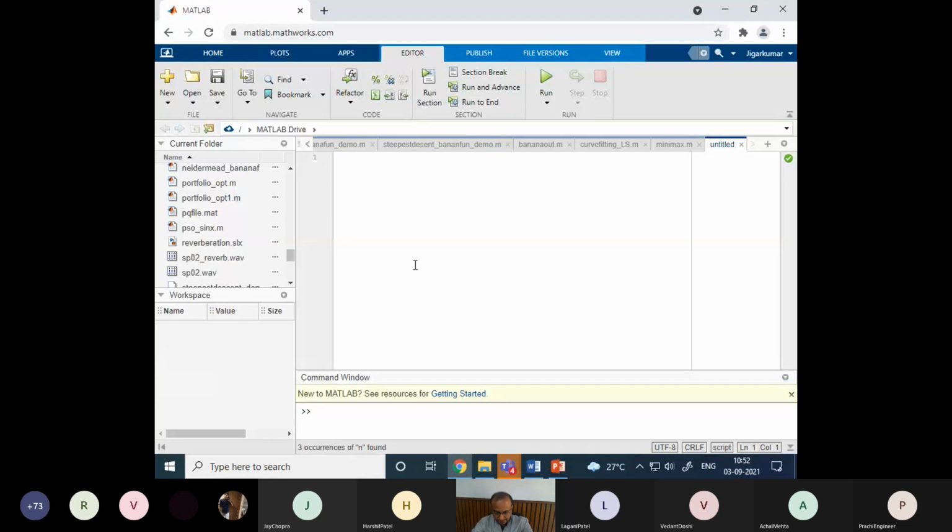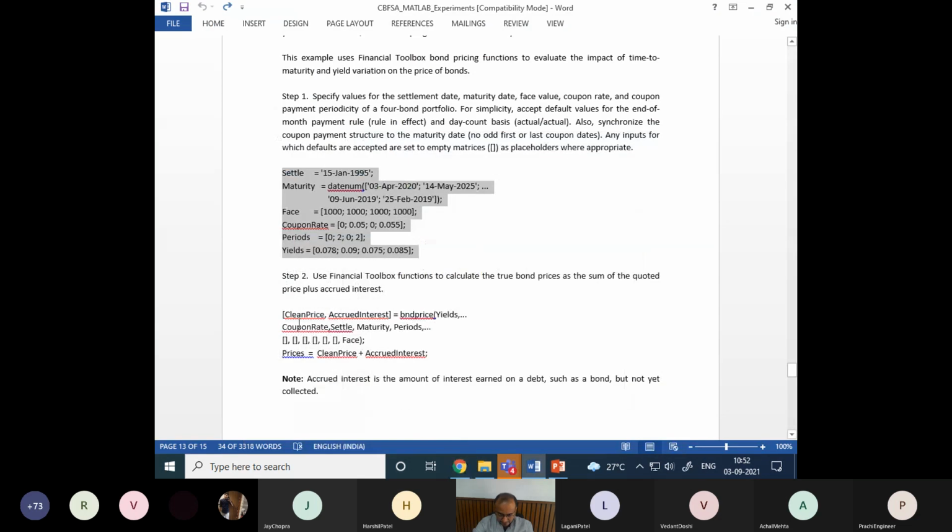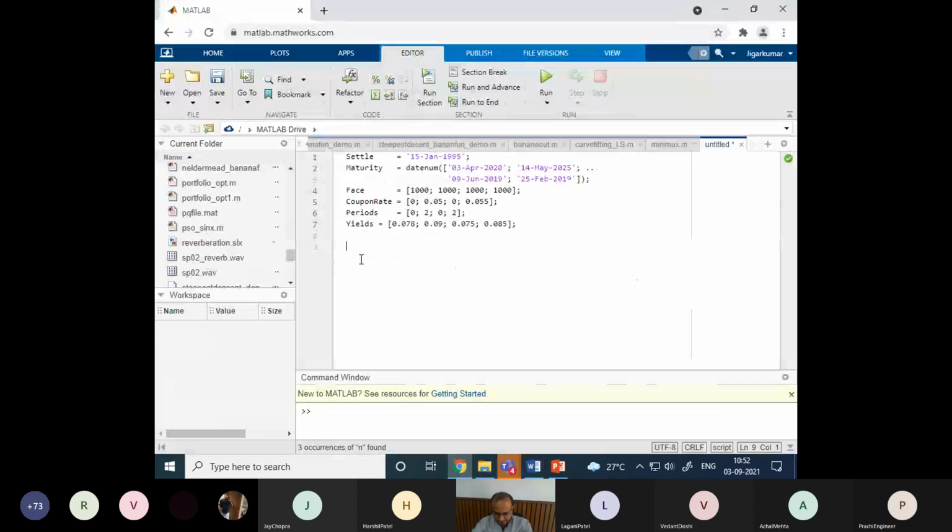So I hope you understood this. If not, don't worry, read this carefully, practice and understand. The test will be open book or open MATLAB, so you need not remember anything. That's the biggest advantage, but understanding is very important.